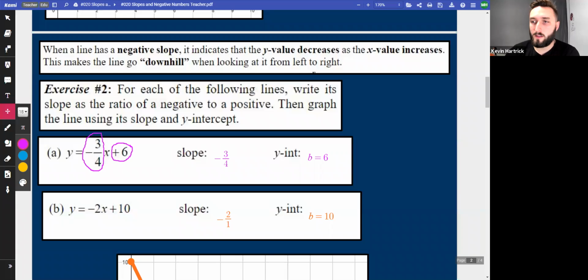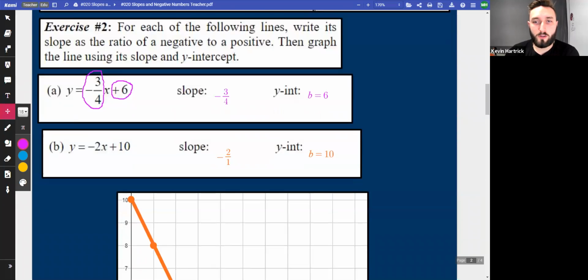All right, guys. So exercise 2B, you should have seen that the slope was -2/1. Why is it over 1? Because we always write slope as a fraction. The reason why is because it's a road map, right? We need to have those directions. The top number tells us up or down. The bottom number tells us left or right. If we don't have a bottom number, we don't know whether to go left or right or how much, right?